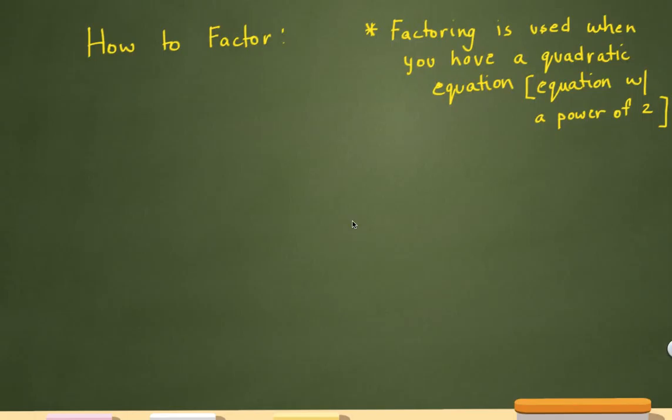How to factor. So factoring is used when you have a quadratic equation, and a quadratic equation is just an equation with a power of 2. So for example, x squared plus 5x equals negative 6 is a quadratic equation because it has an x squared.